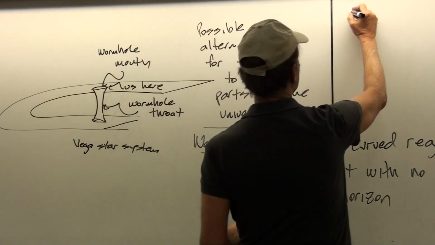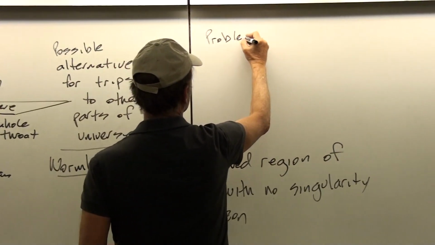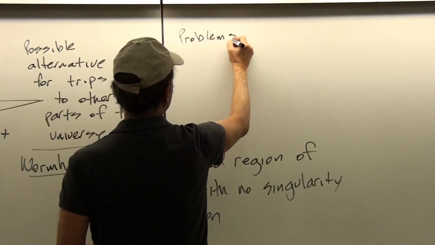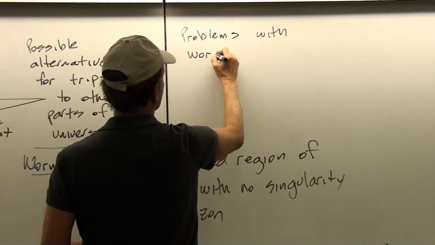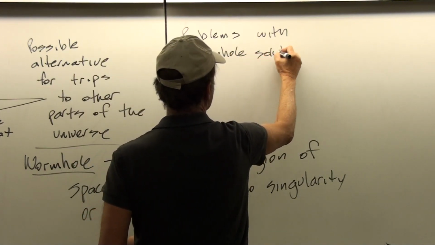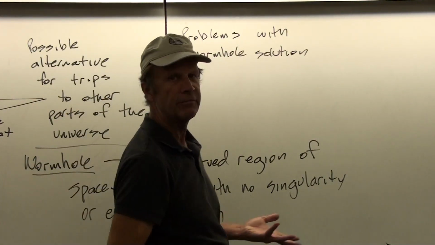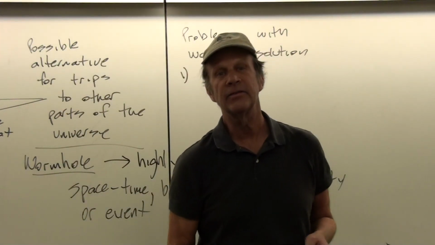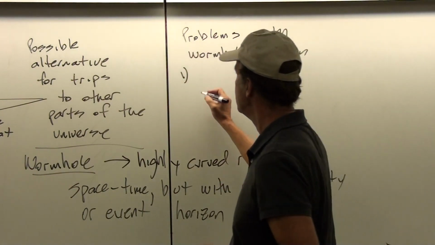There are, however, some problems with the wormhole solution too. So we don't want to necessarily think that this is all just going to be easy or even possible. We're not sure yet. One problem with the wormhole solution is that you're not just going to find a wormhole sitting out there in space. According to our best indications of what's going on, wormholes are unstable.